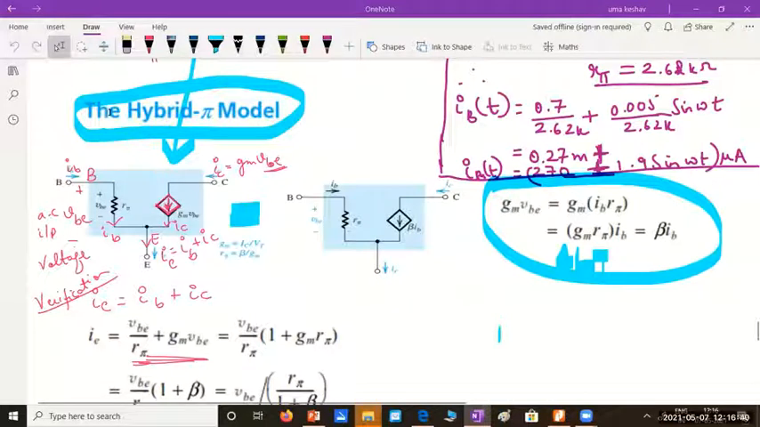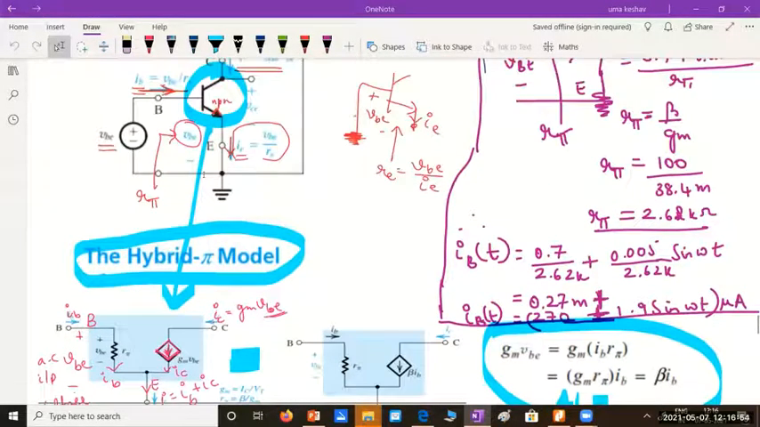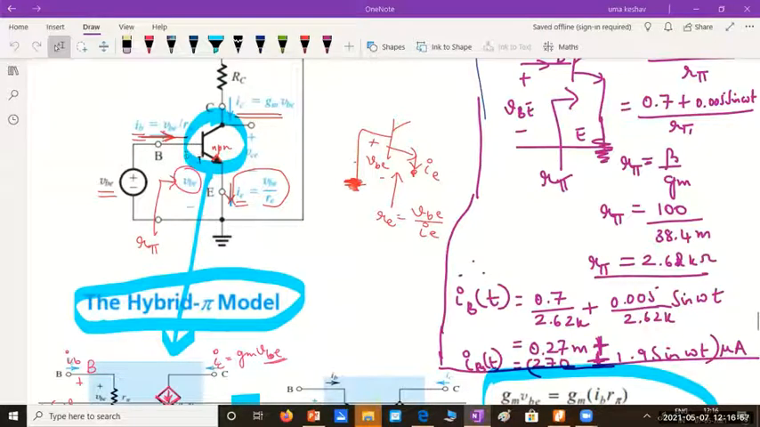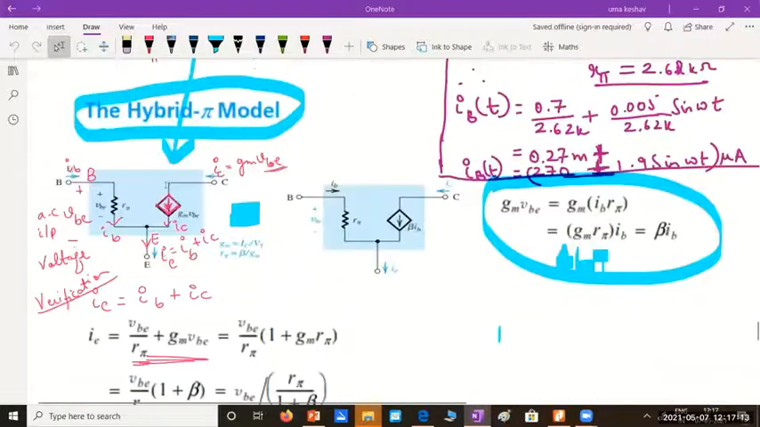In the last class, we were discussing the hybrid pi model. This hybrid pi model gives us the equivalent electrical model to replace the BJT. So if I have a BJT in an amplifier circuit and I have to analyze the amplifier for the different gains, voltage gain, current gain, input resistance, output resistance, and so on, then I will have to replace this BJT with an equivalent electrical model, and that model is called the hybrid pi model.